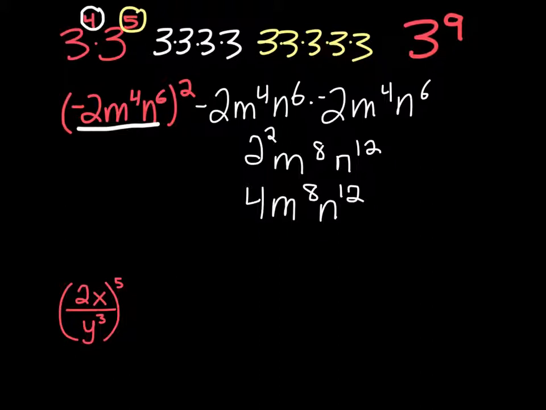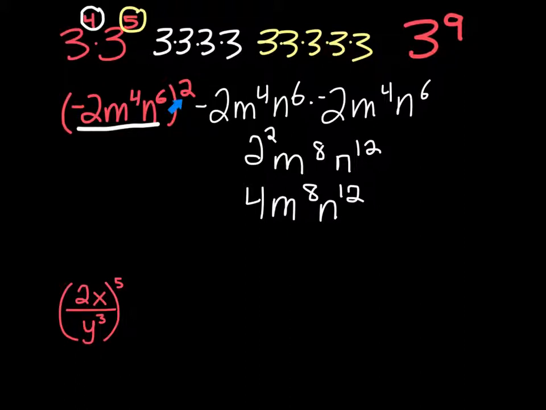Right away, I could see that I have an even number of groups, and we have a negative inside. If I have an even number of negatives that are being multiplied together, we will end up with a positive. So I know that my final simplified expression should be positive.